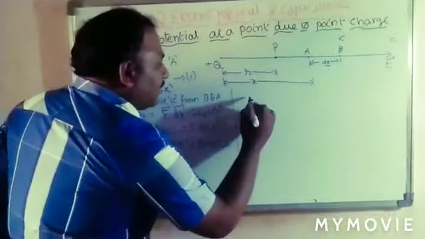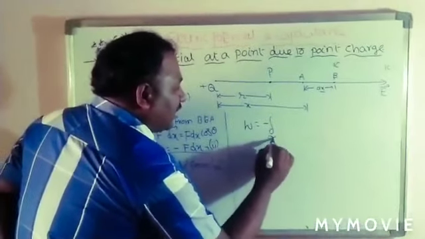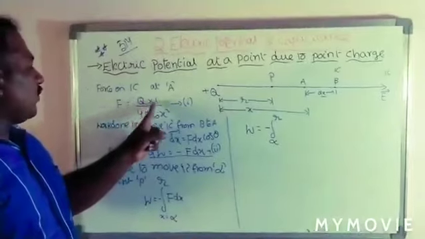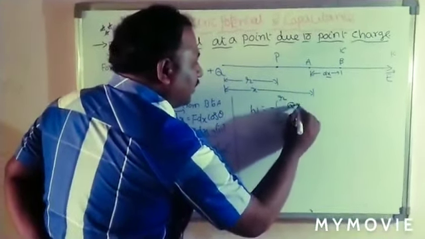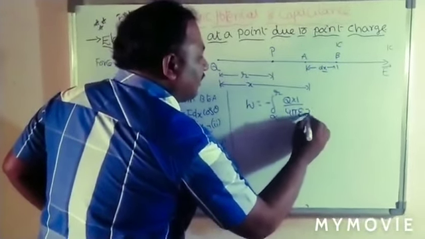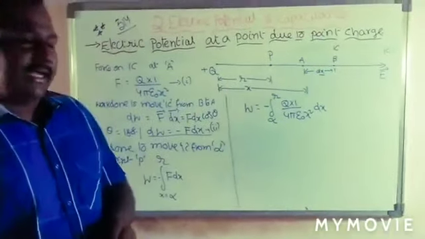So the work done W is equal to minus of integral infinity to R. What is the first equation? Q into 1 by 4 pi epsilon naught x square, that is Q into 1 by 4 pi epsilon naught x square dx. Now we are going to apply the integration.